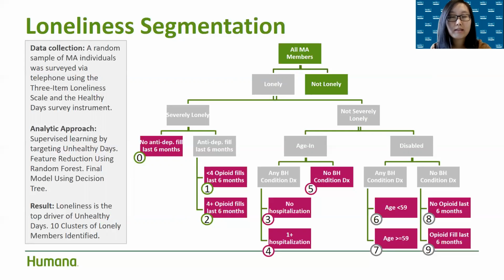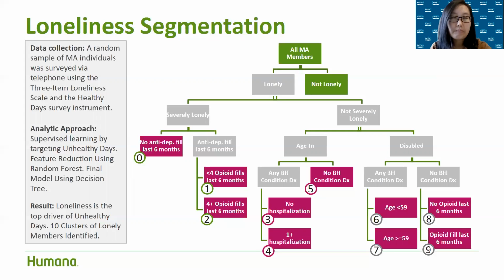You will see in the diagram, under the severe lonely group, we also identified three separate clusters. One is for no antidepressant filled during the last 6 months, another is less than 4 opioids filled during the last 6 months, and also 4+ opioid fills during the last 6 months. And we also identified an extra 7 clusters for the not severely lonely group.